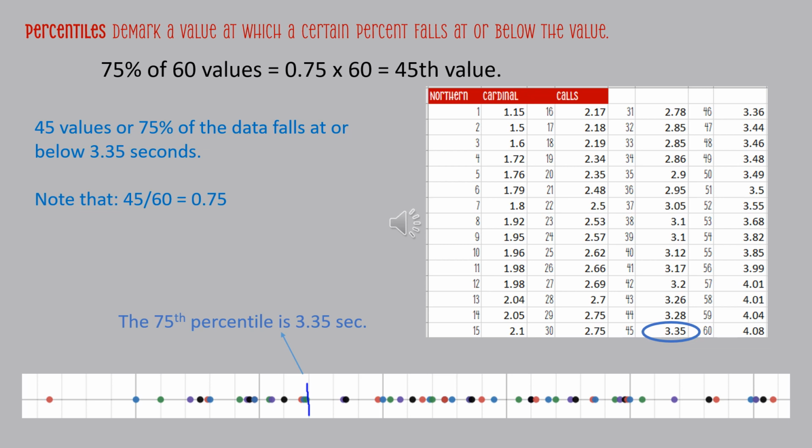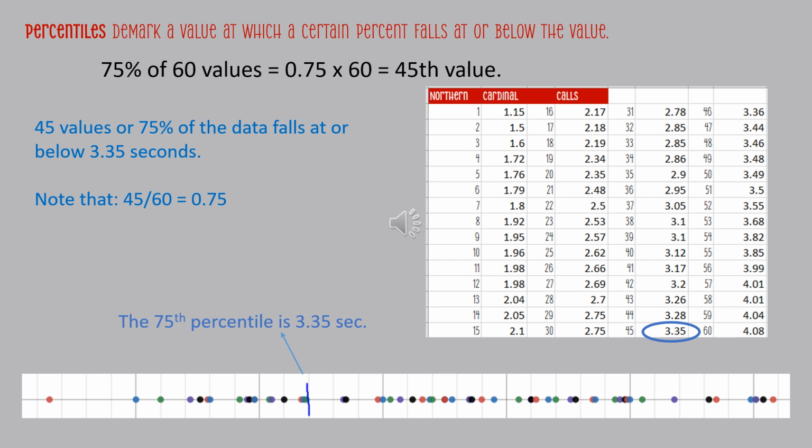Let's look at an interesting percentile of 75%. And so 75% times 60 is 45. So the 45th value is the 75th percentile. 45, or 75% of the data, falls at or below 3.35 seconds.